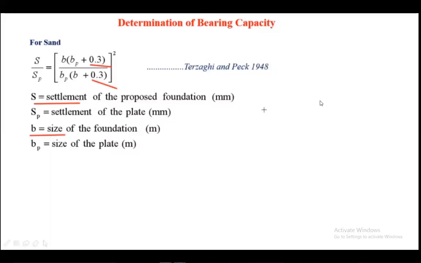So to avoid any confusion, you should always remember that settlement you need to put in mm and size of the foundation you need to put in meter. Okay, this is the formula for sand given by Terzaghi and Peck.